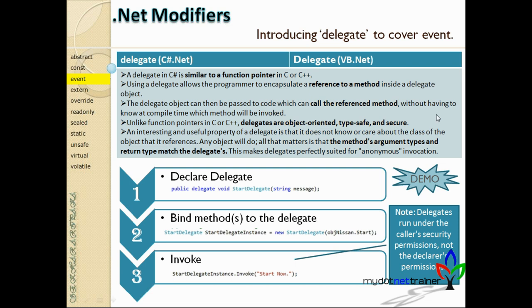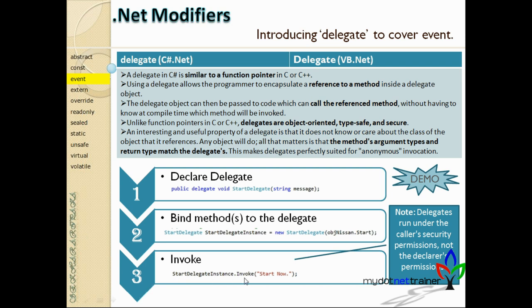So doing all this doesn't make sense, really. It makes sense in situations where you want to invoke heterogeneous methods that have the same signature, which can be of different classes, and you can associate a delegate with multiple methods at the same time.